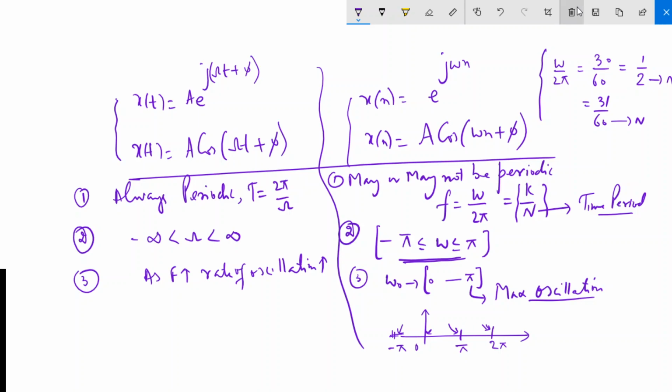So next we will discuss another important concept: why these signals are important. Why do we basically study complex exponentials or sinusoidal signals? Because they are the basis. I have already told you that they are the building blocks, and how they act as building blocks, we will discuss in the next lecture.